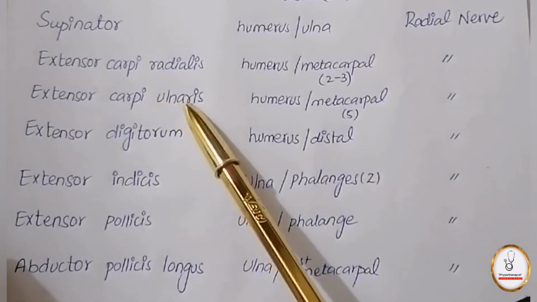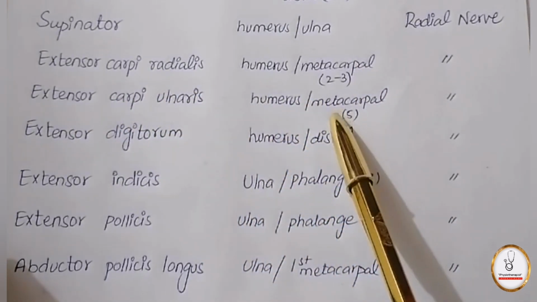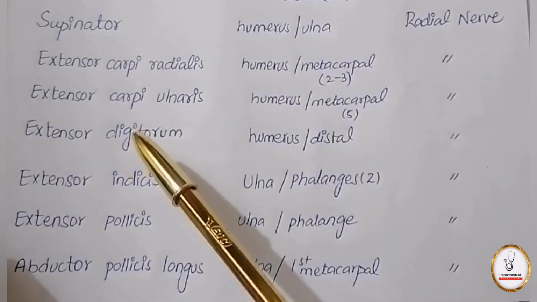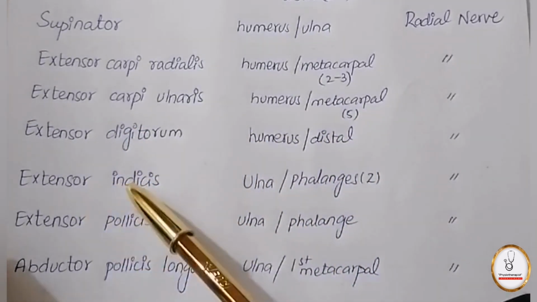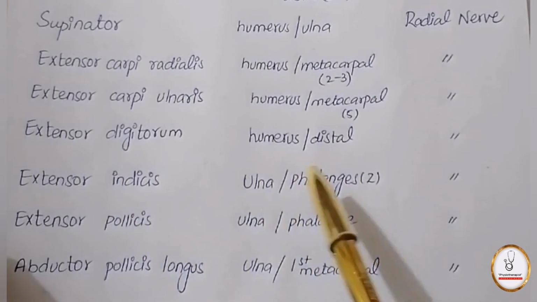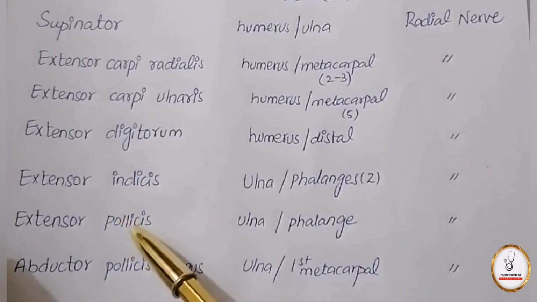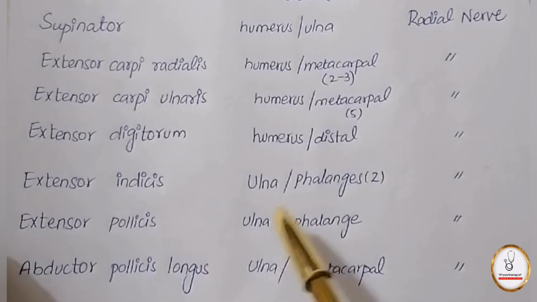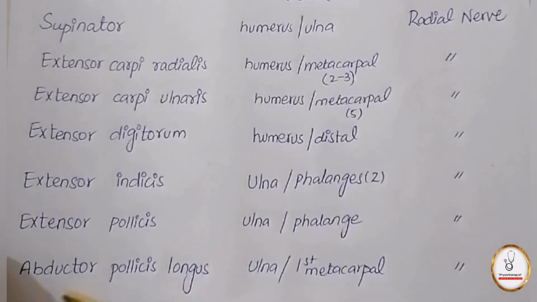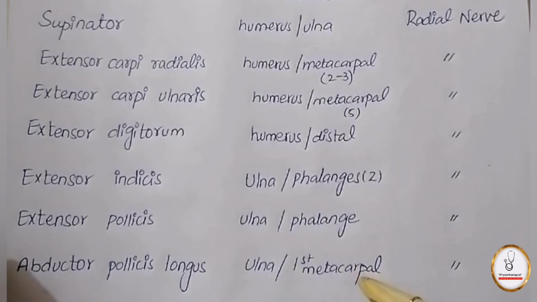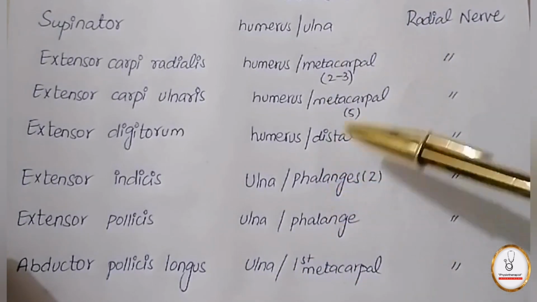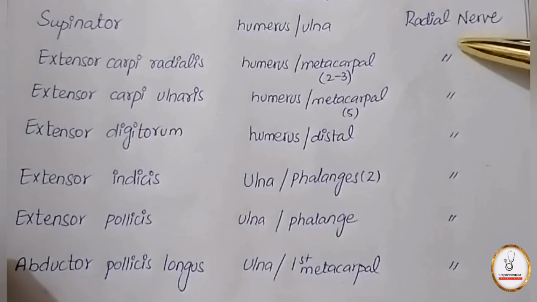Extensor carpi ulnaris, humerus to fifth metacarpal. Extensor digitorum, humerus to distal phalanges. Extensor indicis, ulna to phalanges. Extensor pollicis, originating from the ulna to phalanges. Abductor pollicis longus, originating from the ulna to the first metacarpal. These are the muscles that are innervated by the radial nerve.